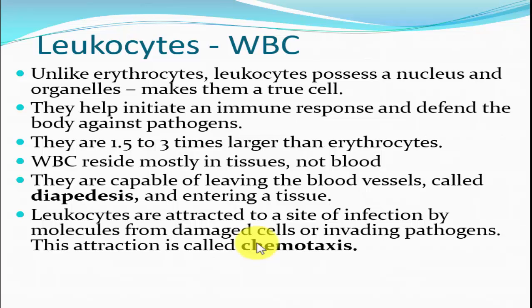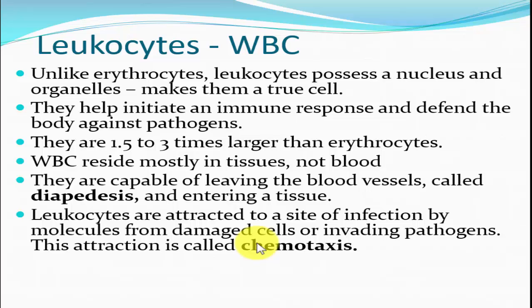Because if you think about it, some of these pathogens or diseases that will enter typically will go through the skin and then the tissue first before actually getting into a blood vessel or the bloodstream. So it's critical to have these white blood cells in the tissue as well. They're attracted to a site of infection by molecules from damaged cells or invading pathogens. This attraction is called chemotaxis.